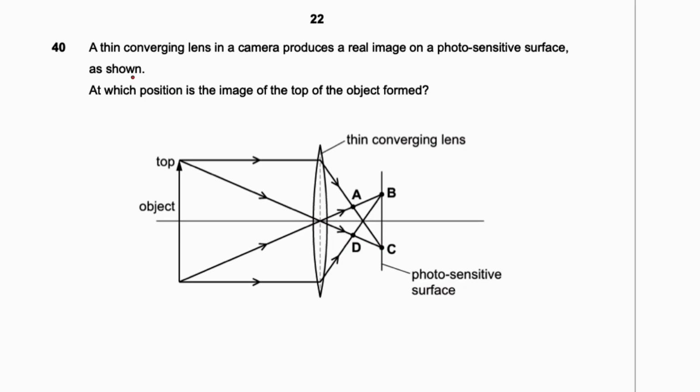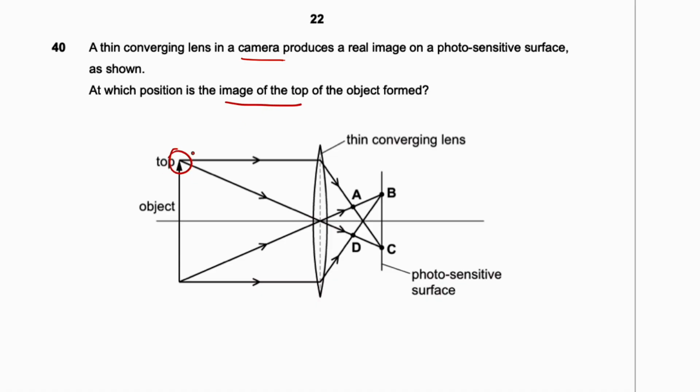The next one, last question. A thin converging lens in a camera produces a real image. So it's a converging lens that's in a camera, producing an image on a photosensitive surface as shown. So that's where you have the sensor of your camera. At which position is the image of the top? So you want to find the image of the top.